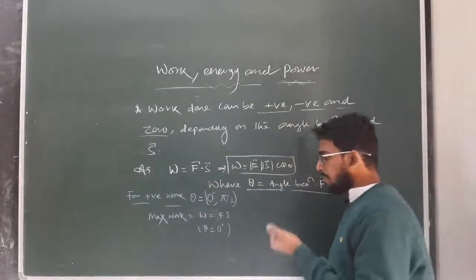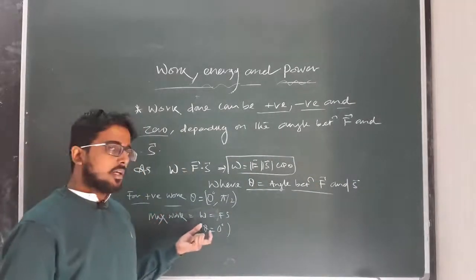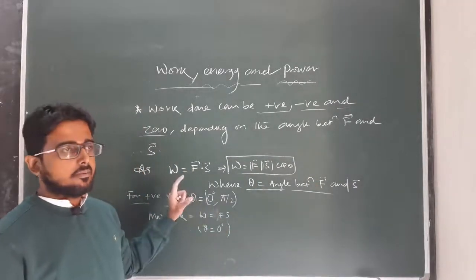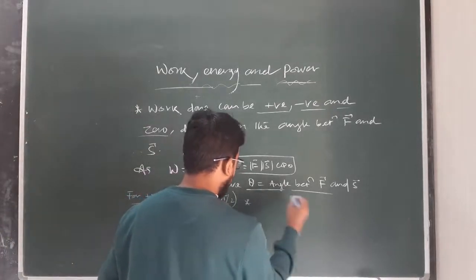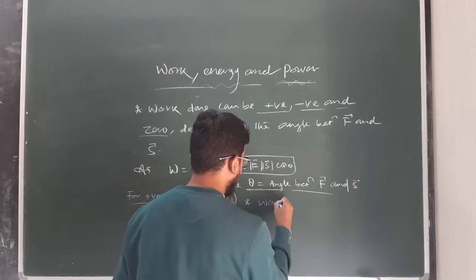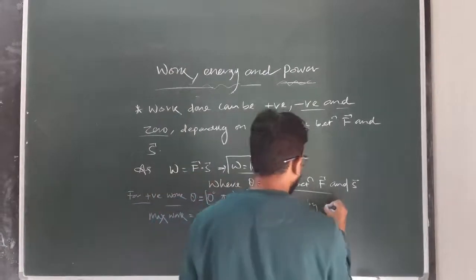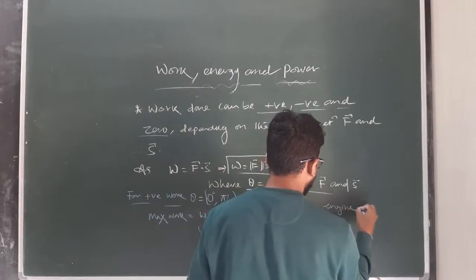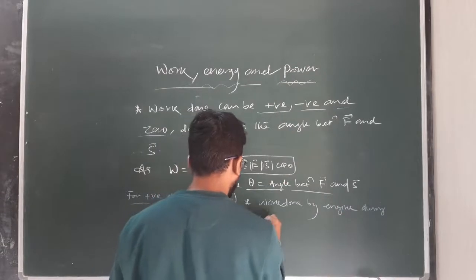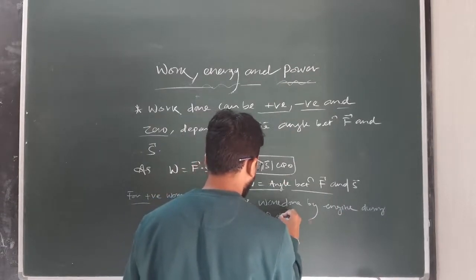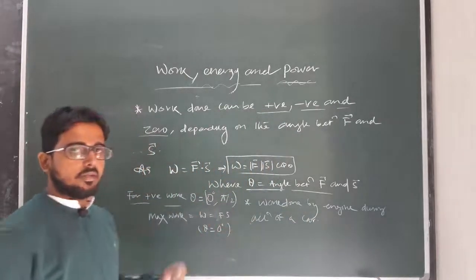So when displacement and force are along the same direction, then work done will be maximum and positive. Clear? So for example, we can write: work done by the engine during acceleration of a vehicle, of a car, is known as positive work done.